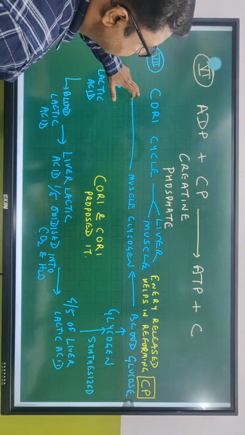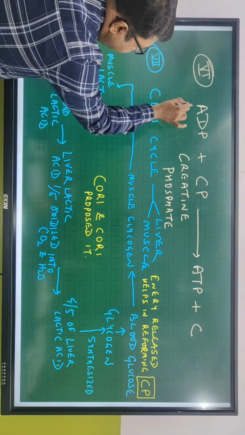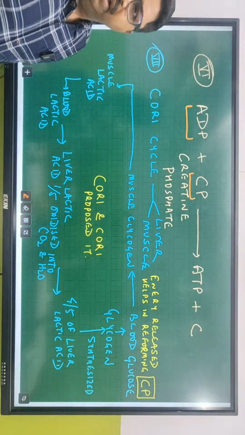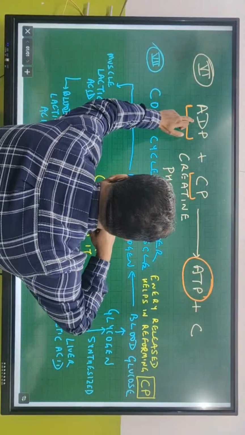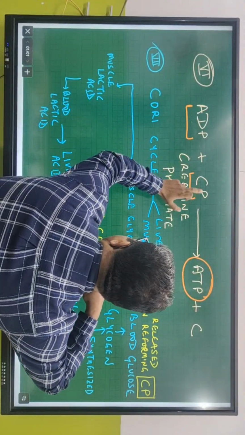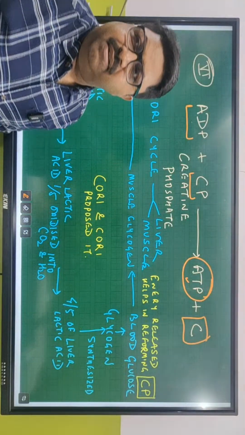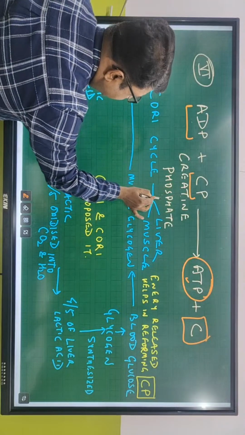Now, ADP plus CP. What is going to happen to this ADP? The ADP which has been formed binds with the creatine phosphate to give rise to what? ADP is going to get one phosphate from here and is going to make ATP, and this is going to remain like that. Creatine. What is this? Creatine phosphate.